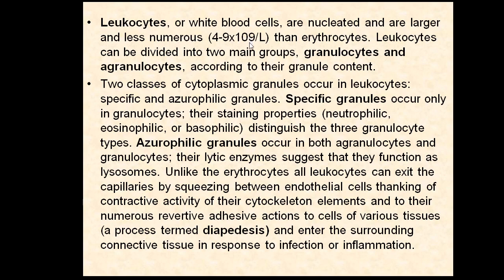All leukocytes are subdivided into 2 big groups or 2 classes, according to the presence or absence of specific granules in the cytoplasm. All leukocytes have azurophilic or non-specific granules. These granules function like lysosomes and have a panel of hydrolytic enzymes inside.